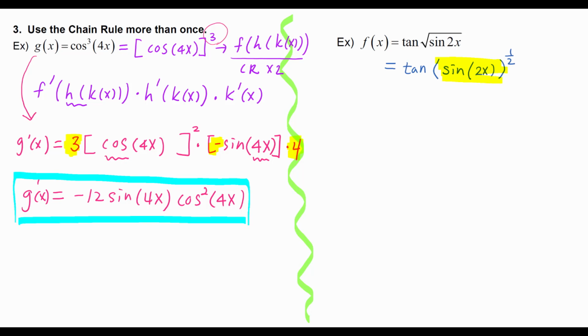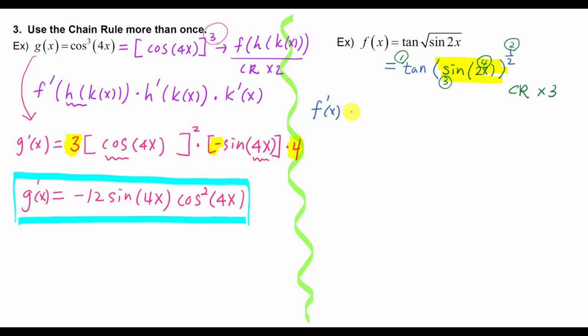So again, I have a tangent function, and then I have a power function, and then I have a sine function, and then I have a linear function. So this is a composition of 4 functions. So you need to use the chain rule 3 times. So let's go ahead and take the derivative of that one at a time.